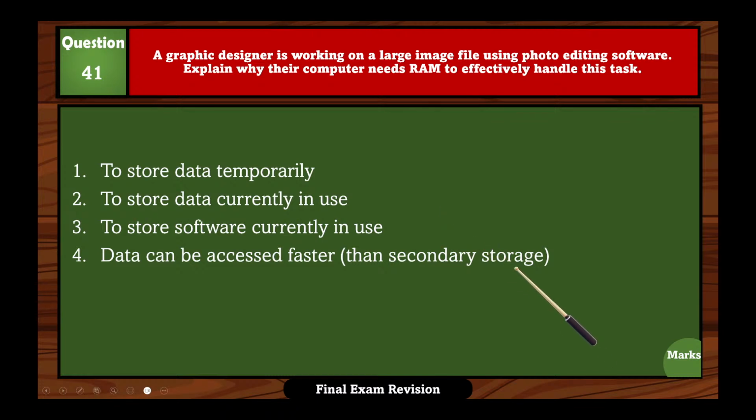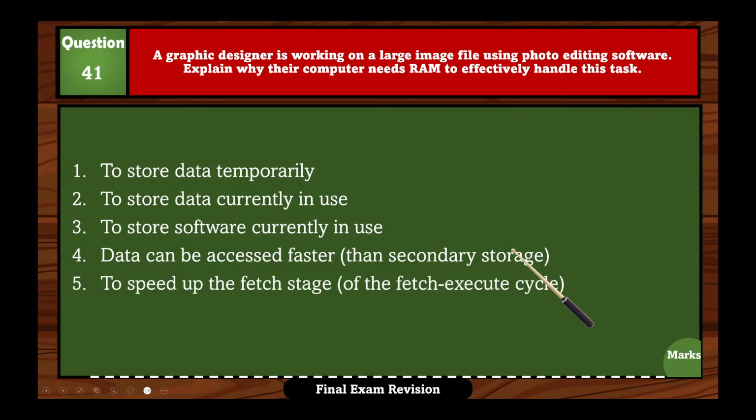So when he's editing the file, if it's stored in the hard disk, it's slow. The CPU works very fast. RAM is used to speed up the fetch stage of the fetch, decode, execute cycle. Okay, so you can just write any 2 or 3 in the answer.